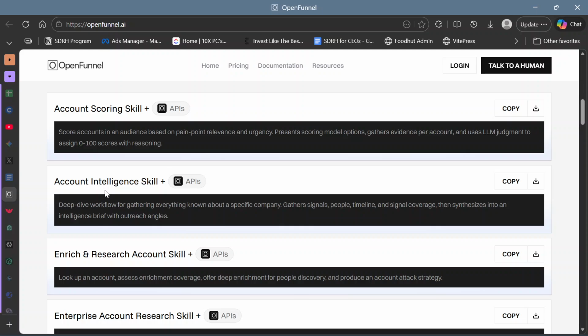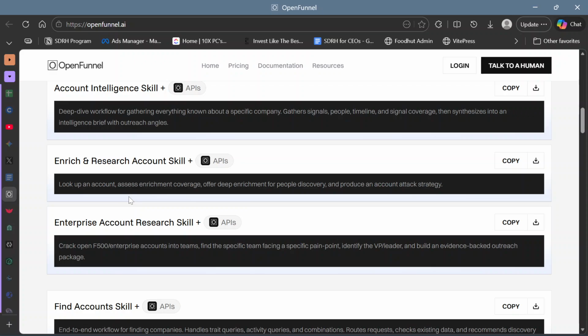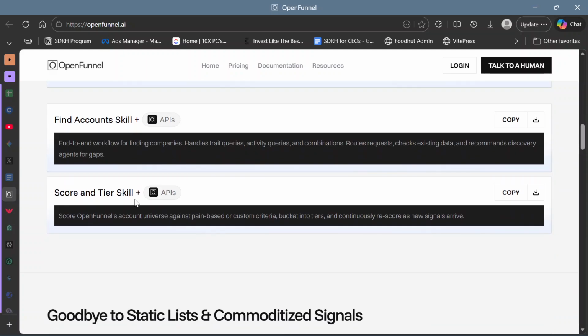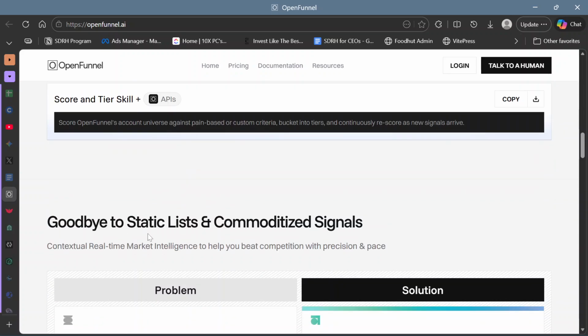Then we have account intelligence skill, which is a deep dive workflow for gathering everything known about a specific company: signals, people, timeline, and signal coverage, then synthesizes into an intelligence brief with outreach angles. Okay, then we have enrich and research account skill, which looks up an account, assesses enrichment coverage, offers deep enrichment for people discovery, and produces an account attack strategy. Interesting. So these are different skills that this could be used for.